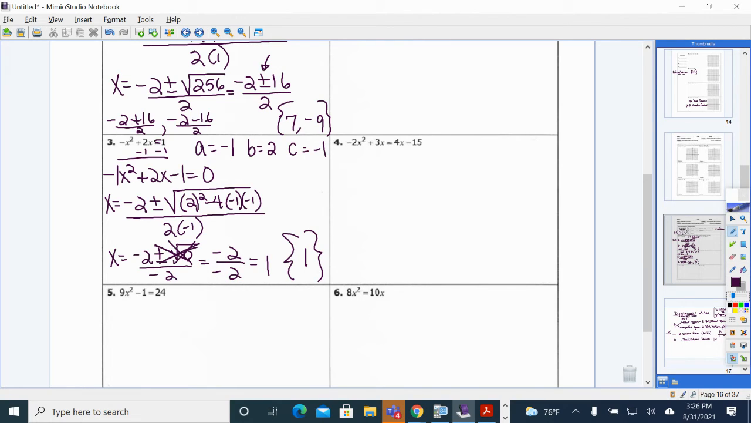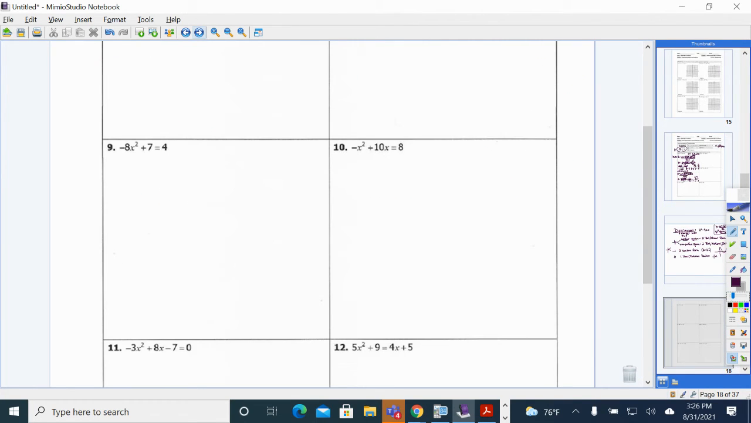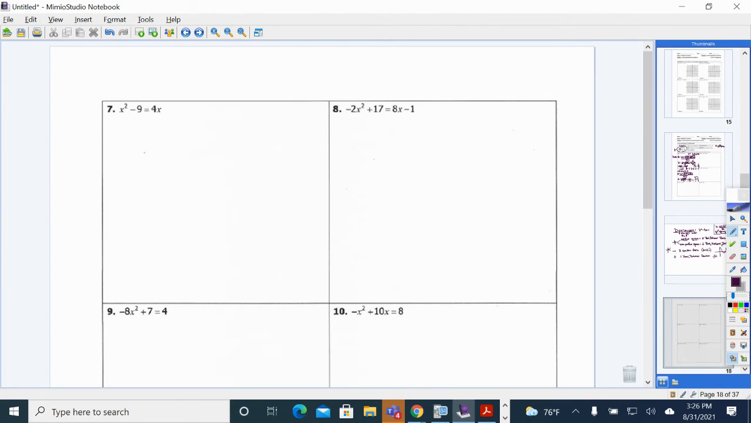All right, let's jump to number 7. We're going to look at number 7. X squared minus 9 equals 4x. So again, there's not a 0 here. I need to make this standard form. We're going to subtract the 4x. Order is going to matter. The x squared term comes first, then the minus 4x, and then the minus 9. A is equal to 1. B is equal to a -4, and C is equal to -9.